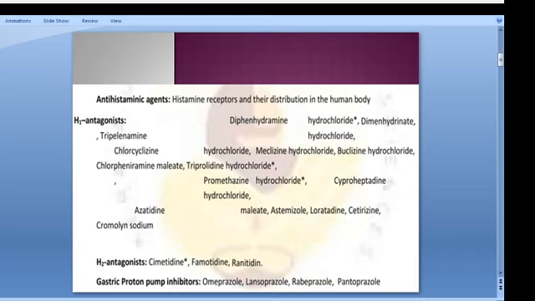Okay. Next, you have to discuss the H2 antagonists. So what is the basic difference between H1 antagonist and H2 antagonist? H2 antagonists are anti-secretory agents, or we can call them anti-ulcer drugs. Examples are cimetidine, famotidine, and ranitidine. Another group under this anti-secretory class is the gastric proton pump inhibitors. Examples: omeprazole, lansoprazole, pantoprazole, and rabeprazole. So we can discuss them one by one.